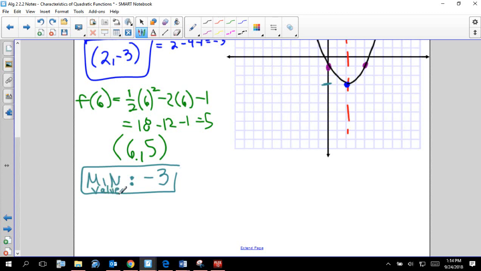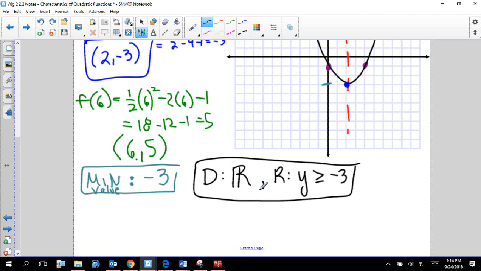And then our domain and range we've already talked about. We've already done domain and range before. So domain, what's the domain of a parabola? Any parabola? All real numbers. And then the range. What's the range of this one? Right, so our domain is all real numbers. Our range is y is greater than or equal to -3. And that should totally correlate to our minimum value, because that's what the range has to do with, the top and the bottom.